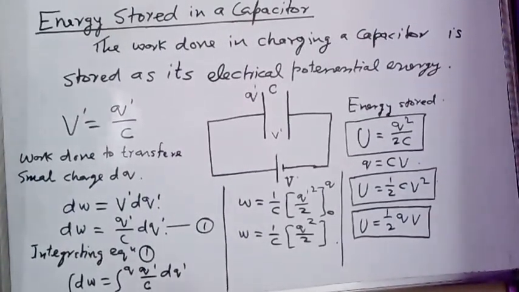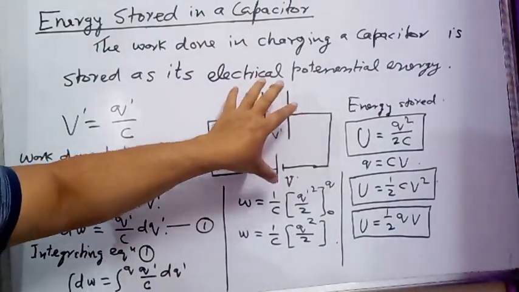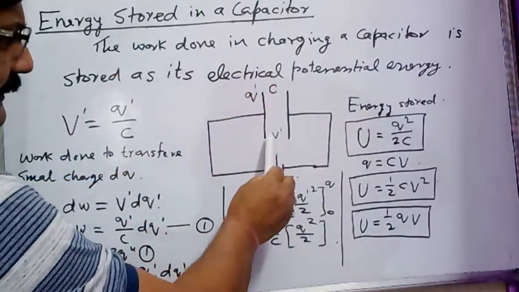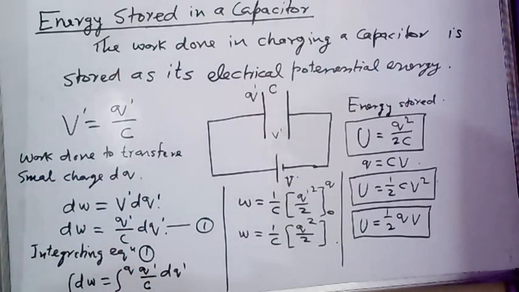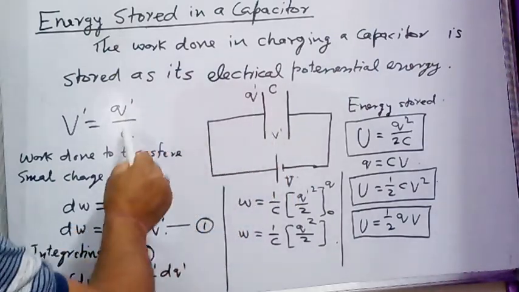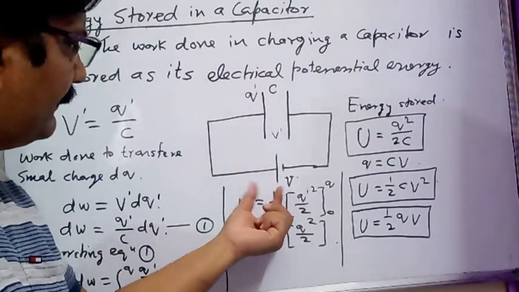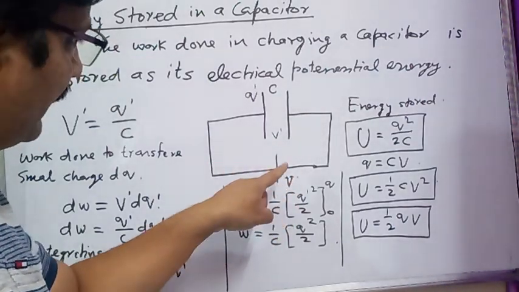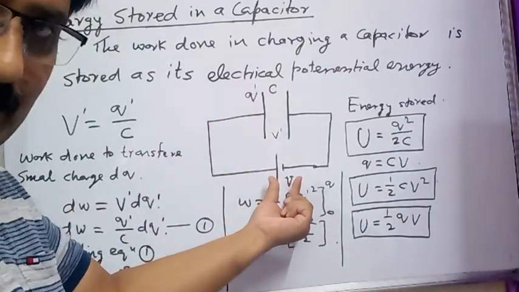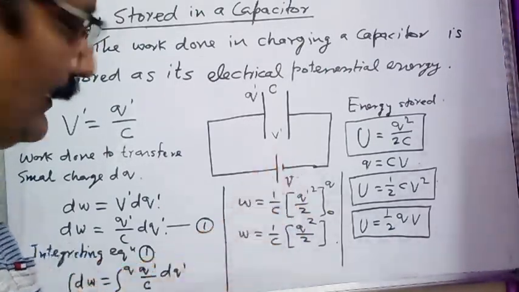So initially, suppose there is charge Q dash on the plate of the capacitor existing before charging starts. So potential difference between the plates of the capacitor is V dash, and that can be given as V dash equals Q dash, that is amount of charge on the capacitor initially, divided by capacitance. Now if a small amount of additional charge dq is to be transferred on the plate of capacitor further by the cell or the potential source, then what is going to be the amount of work done?